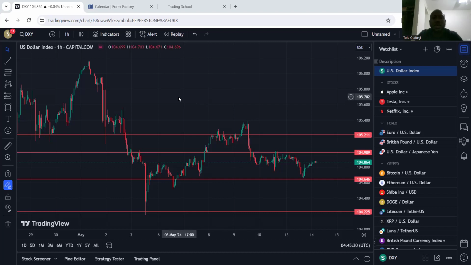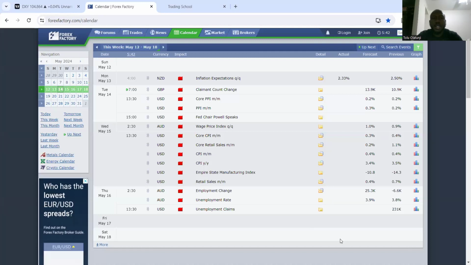Now on this dollar index, today is Tuesday. Don't forget, first things first, check the calendar. On the calendar, you can see Tuesday, May 14th, we have high impact news for the pound. And then by 1:30 p.m. UK time, we have news for the USD, which is the PPI, Producer Price Index.